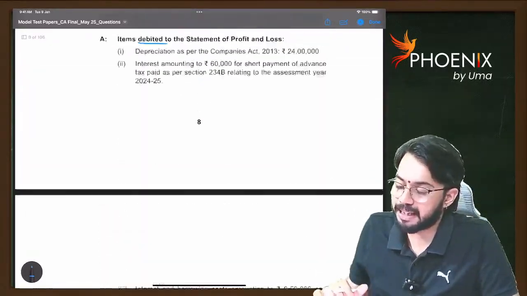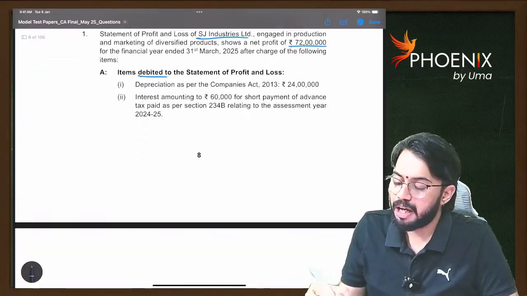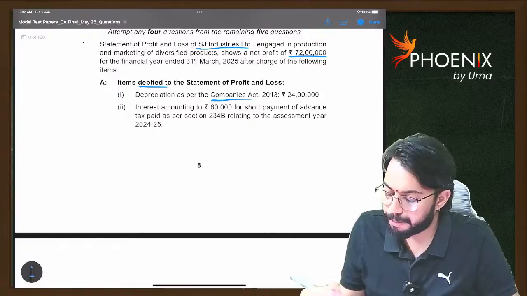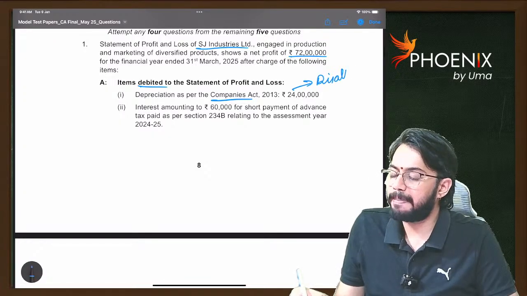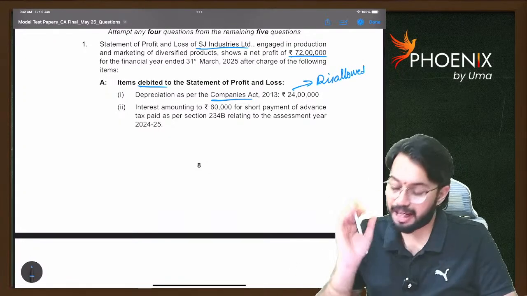Depreciation as per Companies Act is not allowed as deduction. Depreciation as per Companies Act is to be disallowed. Only depreciation as per Income Tax Act is allowed as deduction.